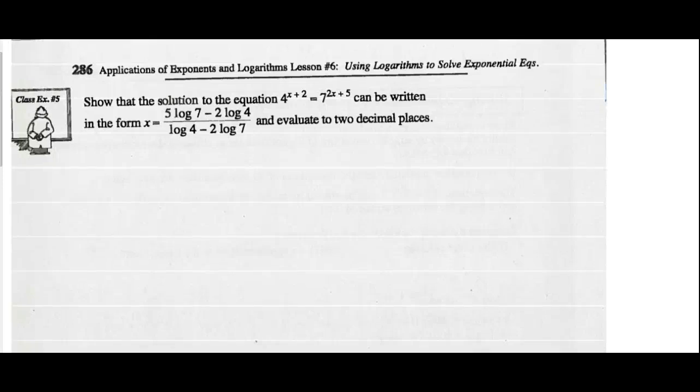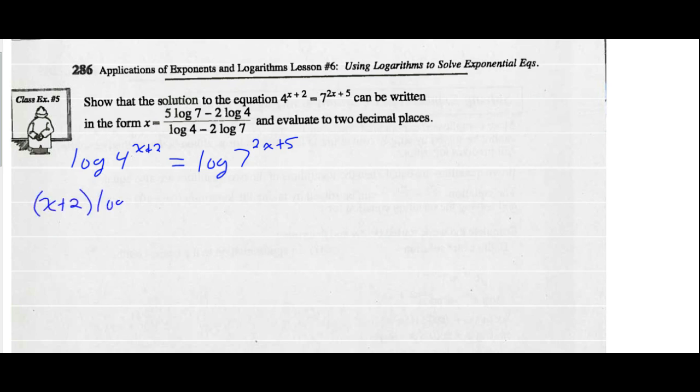So example 5 asks us to show the solution to this equation can be written in this form, then evaluate to 2 decimal places. So step 1, let's take the common log of both sides of this equation. The log of 4 to the exponent x plus 2 should equal the common log of 7 to the exponent 2x plus 5. Using our law of logarithms, I'm bringing the exponent out in front. X plus 2 times the log of 4, and same thing on the right side, should equal 2x plus 5 times the log of 7.